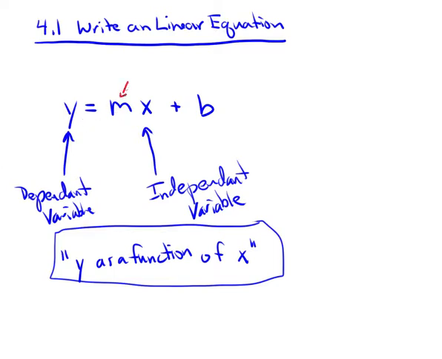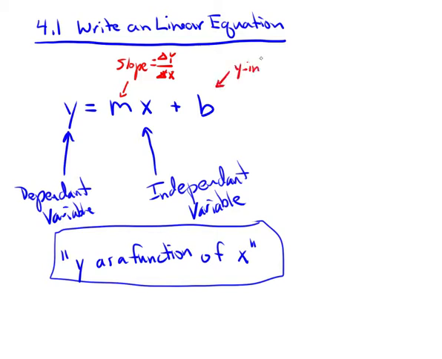So m is our slope. And remember, with our slope, it is always the change in y over the change in x. So we will have to calculate it, or sometimes it's given to us, but that's where it goes in front of our independent variable. We also have our y-intercept.